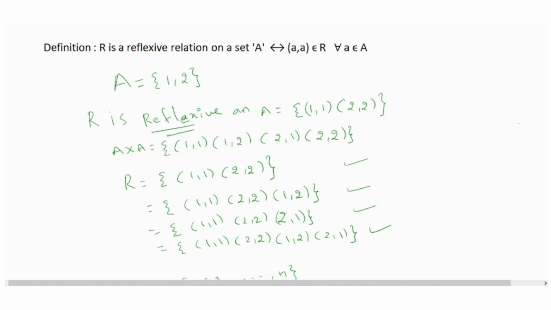Not only for these two, with the help of this formula, for any higher number of elements we can calculate this. So the total number of reflexive relations on a set containing n elements is 2 power n square minus n.